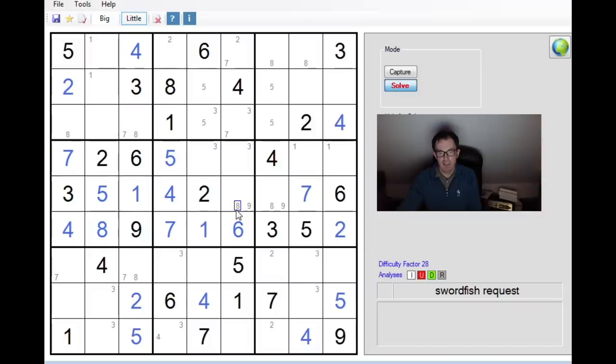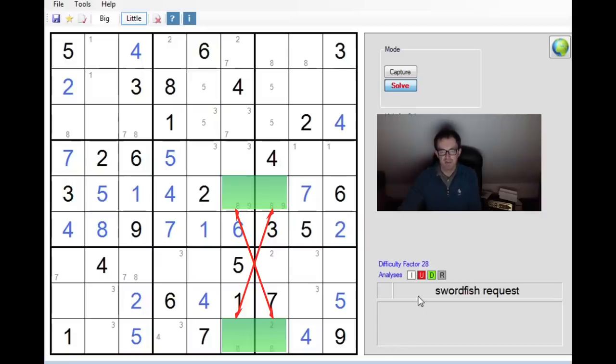Now let's have a look at where we can place an 8 in row number 9 of the grid. Where does an 8 go? This 8 here prevents there from being an 8 in this square, and this 8 here prevents there from being an 8 in this square. So the 8s are locked into identical columns, and we know from our earlier work this is an X-wing.